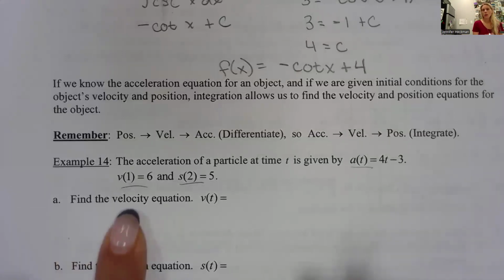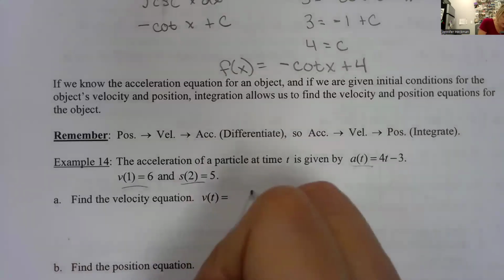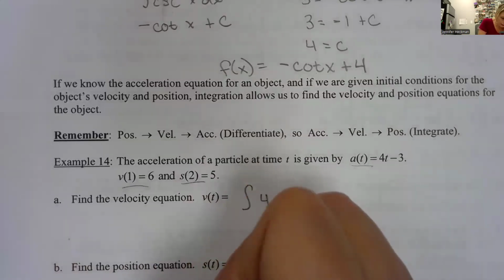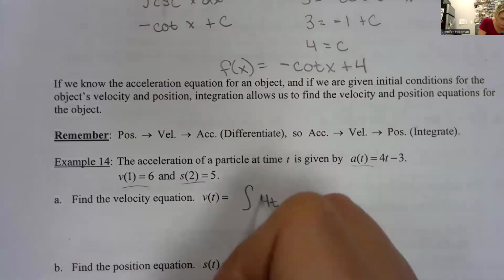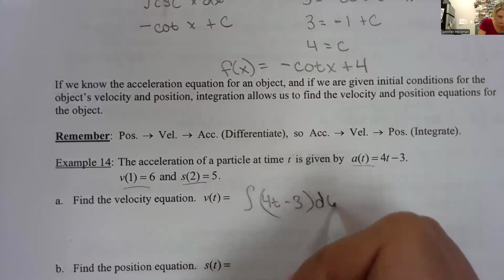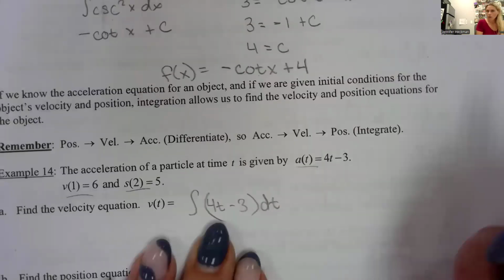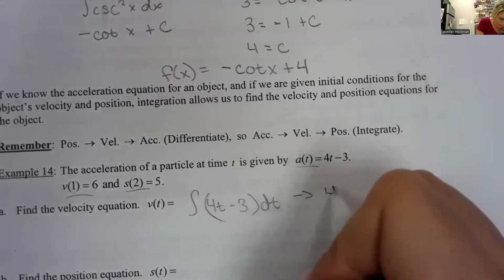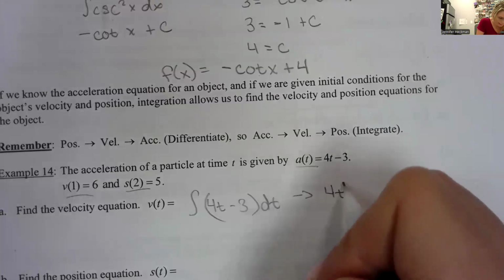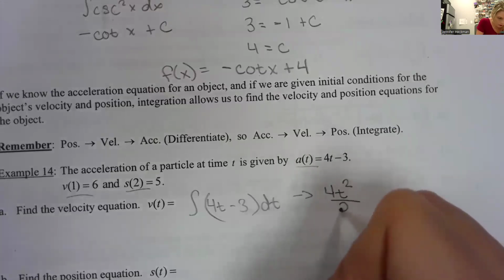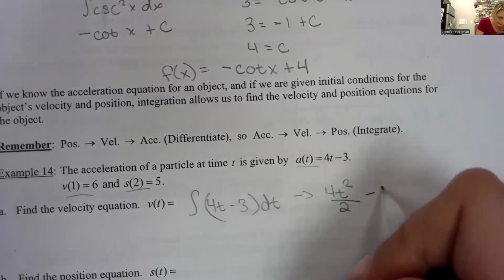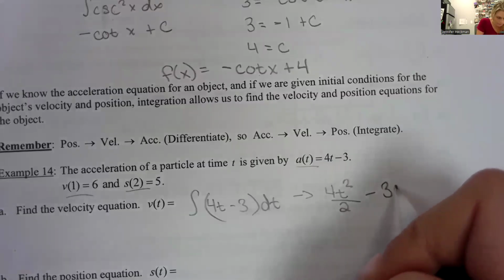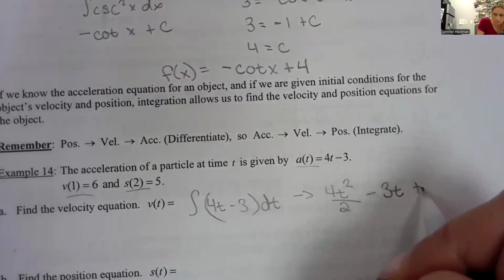So here, find the velocity. In other words, we are going from acceleration to velocity, which means we are going backwards. So what we're going to do is take the integral of 4t minus 3 dt. We're going to solve for that first, okay? So power rule, constant rule. Keep the 4 there. T, add 1 to the exponent, so squared, divided by 2. And then our constant is 3, and then we have to hook on that t. Don't forget the plus c.